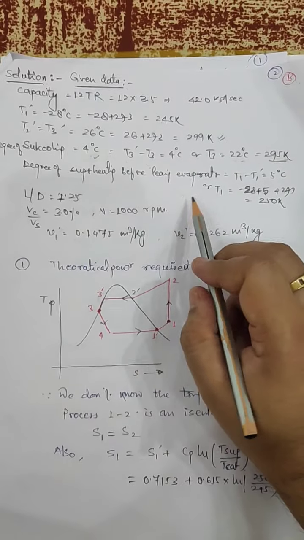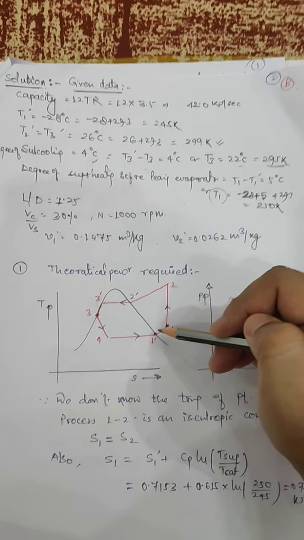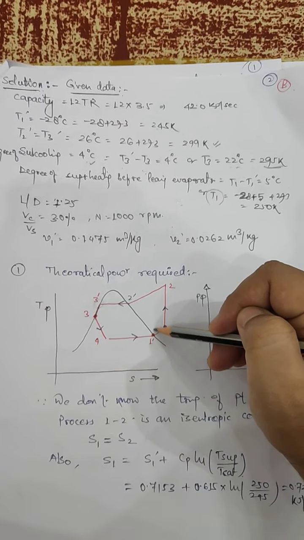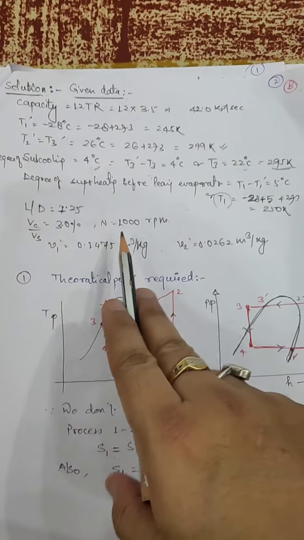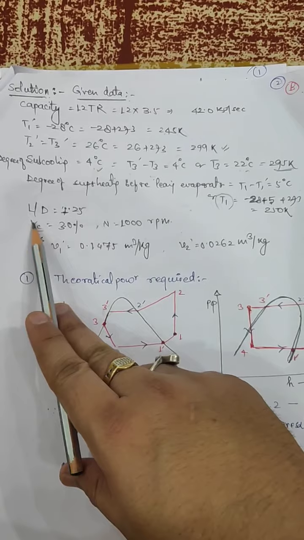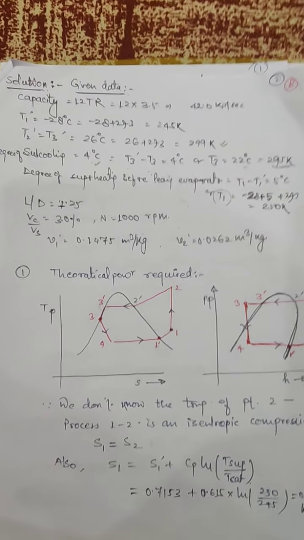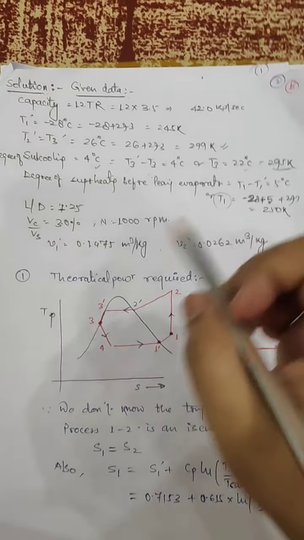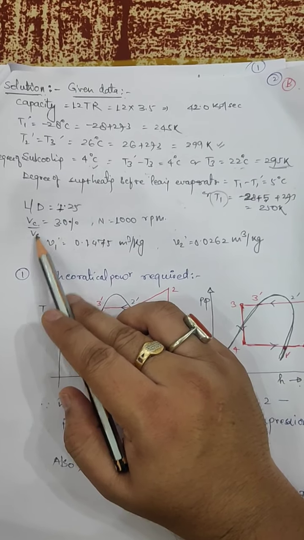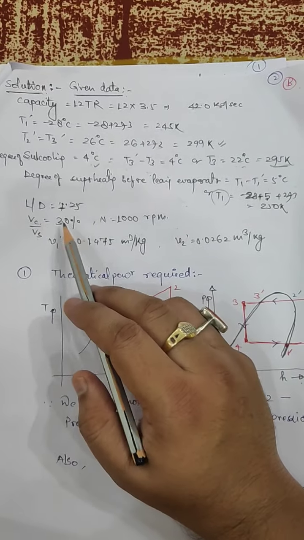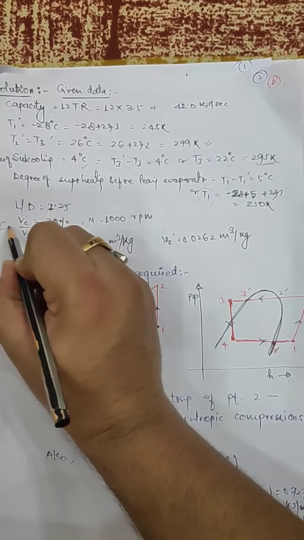Degree of superheating before leaving the evaporator is given as 5 degrees centigrade. Similarly, you can find out the value of T1. You know the value of T1 dash, now you can calculate the value of T1. L by D ratio is given as 1.25, and the clearance ratio, that is VC by VS, the ratio of clearance volume to swept volume, is given as 3%, that is 0.03. Now the value of C can be written as C is equal to 0.03.